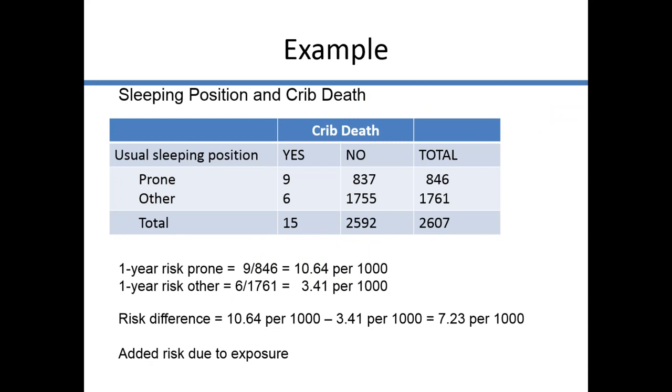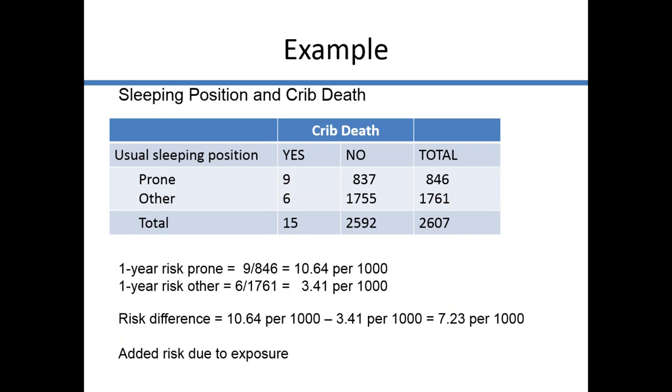Here you can calculate the risk. Now, always start with the exposure and look at the total number of exposed. Now, what if you tried to calculate this using column totals? It would be wrong, because you're not looking at this as a risk. When you say risk, you hear in your mind cohort study. When you hear in your mind cohort study, you say I'm starting with exposed and non-exposed. So then 9 out of the 846 exposed versus 6 out of the 1761 non-exposed. Then we get a risk difference. We subtract out the background risk, which is the other group, and we're left with 7.23 per 1,000 is the excess risk due to sleeping prone.